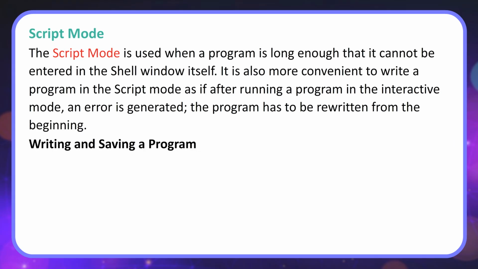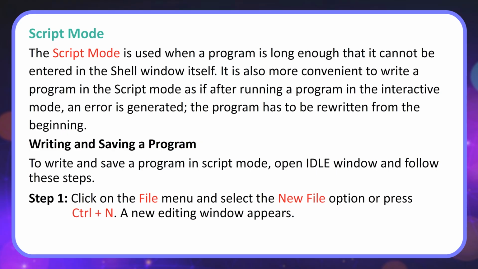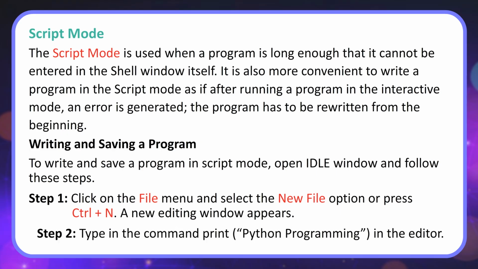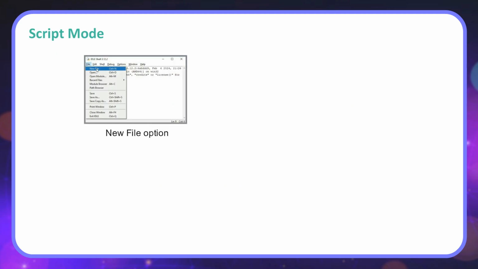Writing and saving a program. To write and save a program in script mode, open the IDLE window and follow these steps. Step 1: Click on the File menu and select the New File option or press Ctrl+N. A new editing window appears. Step 2: Type in the command print Python programming in the editor.